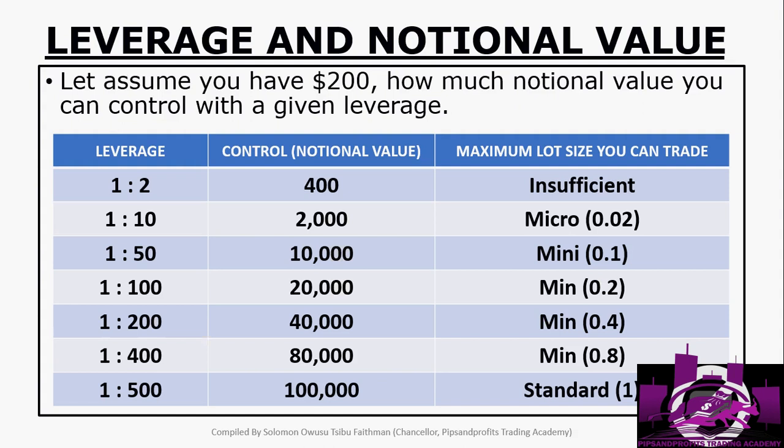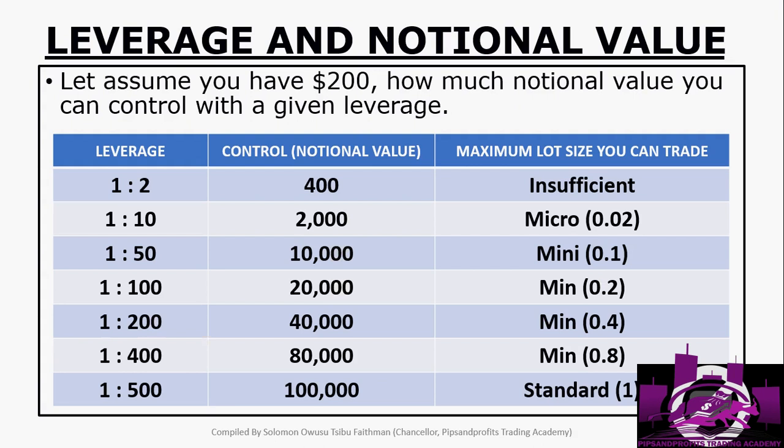And when I'm given 1:10, for instance, my $200, I'll be able to control 2,000. And with that 2,000 notional value, I'll be able to trade 0.02 lot size. That is 2 micro lots. And then when I'm given 1:50, that is going to be 10,000 notional value. That is the controlling power. And I'll be able to trade one mini lot. Okay. And then if I'm given 1:100, it is going to be 20,000. And that would be 2 mini lots, which is 0.2. And when I'm given 1:200 as leverage, I'm going to be able to control 40,000, and that will be 4 mini lots, which is 0.4.